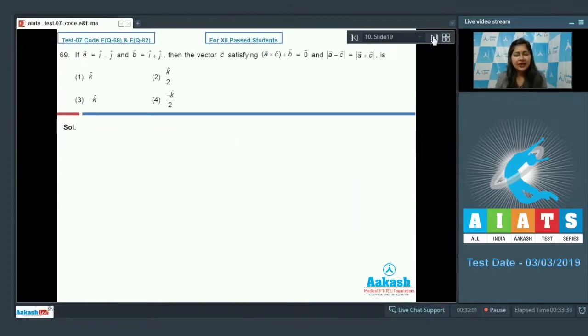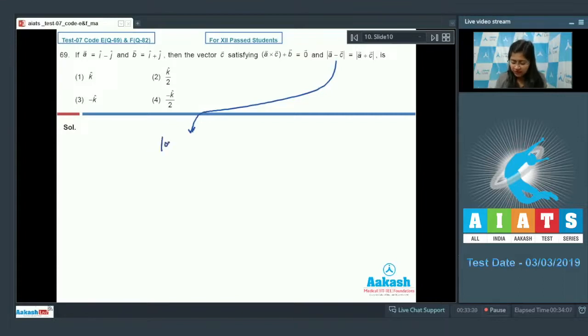Next is question number 69, which says that if a vector is equal to i cap minus j cap and b vector is equal to i cap plus j cap, then the vector c satisfying a vector cross c vector plus b vector equal to 0 and modulus of a vector minus c vector is equal to modulus of a vector plus c vector. Now, solving this equation, let us take its square on both sides.